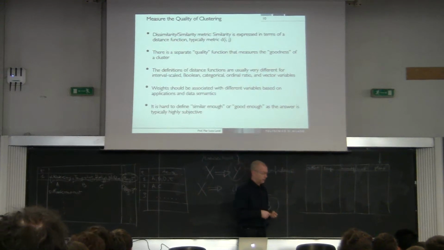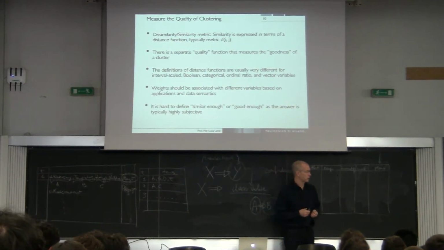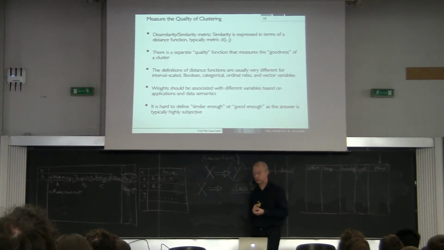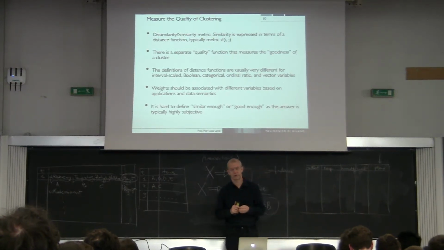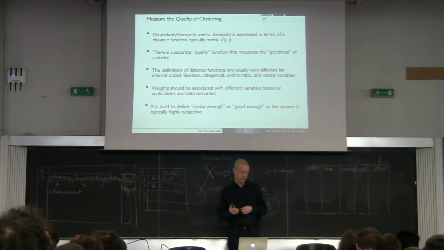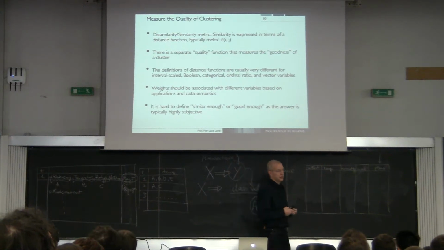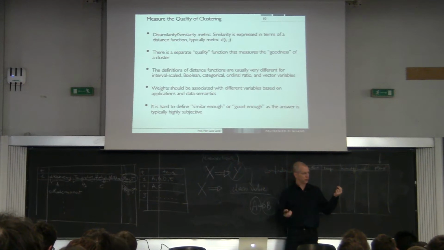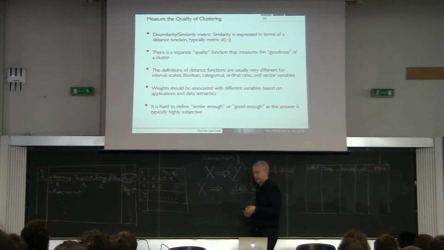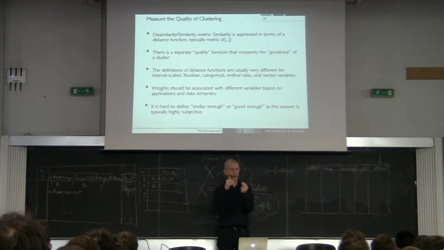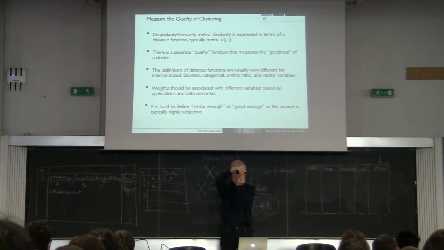Now, as I said, how do you measure the quality though? Well, first of all, you need to have a similarity measure. Typically, the similarity measure is mapped into the context of a distance. I have a data point and another data point, and I build a similarity function that is very high if the points are the same.